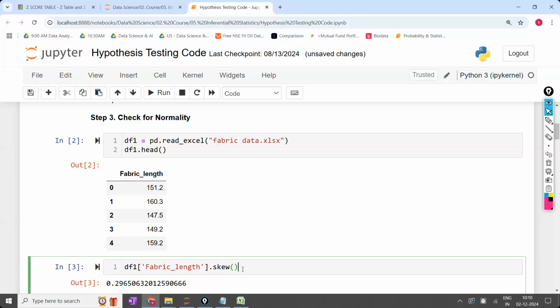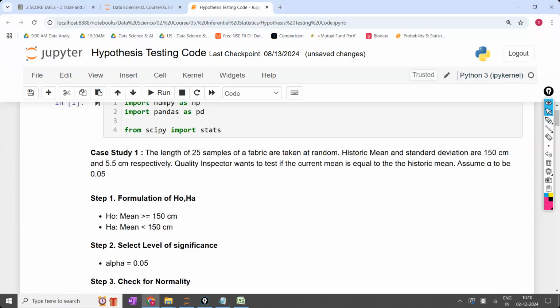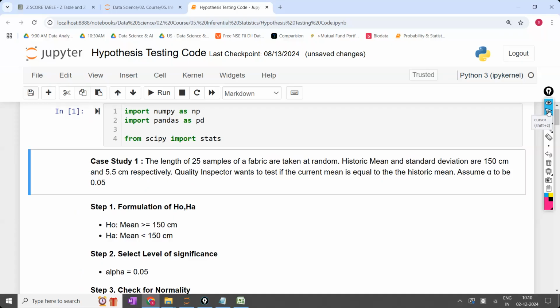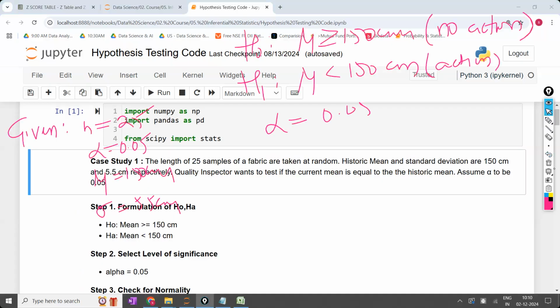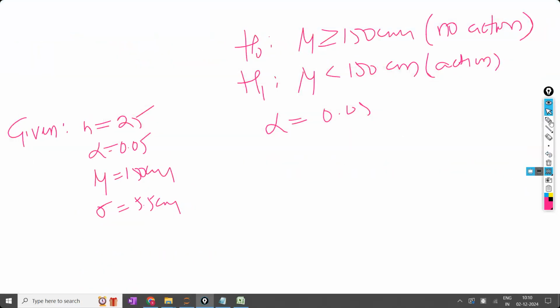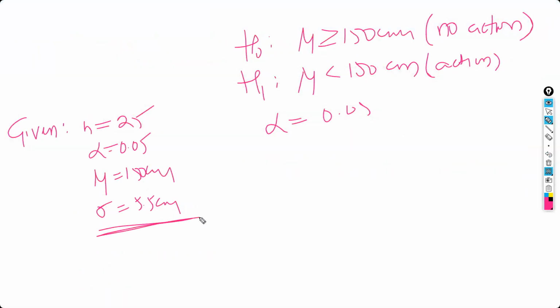Next, coming to the next one. Step 4. In step 4, what do we have to do? Select the test. Now tell me what test I have to select for this example. One sample Z test or T? It is a one sample Z test. Why? Because here the population standard deviation was given as 5.5. In the given question, the population standard deviation was given. I asked you to write it in the given. In the given, sigma is there or not? So what is the test? One sample Z test.